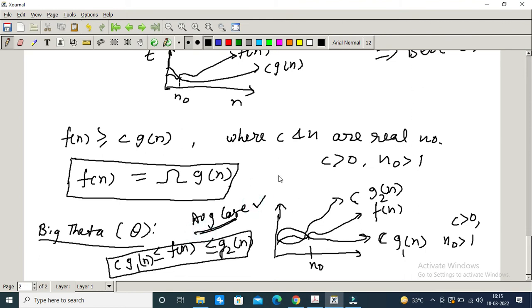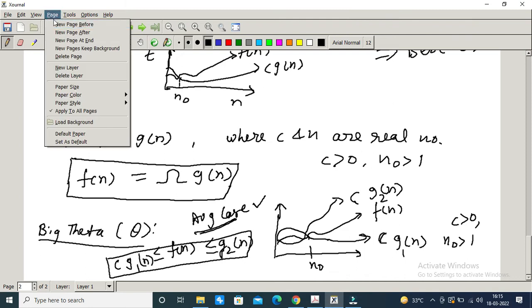Okay, so I think these three definitions are clear to you. So what you have to remember is only the first definition, which is your big O, and then omega will be your lower bound, and the big theta represents your medium value or the average value, right?